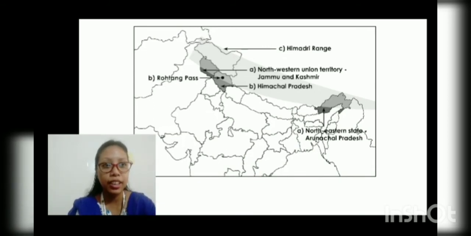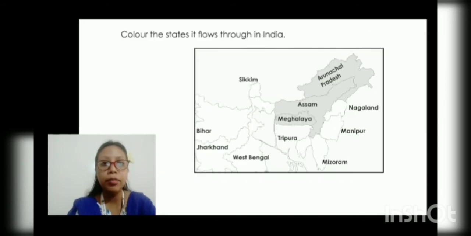So this is clear to you, I hope. Now comes another one: color the states it flows through in India. It means the Brahmaputra. Color the states through which the Brahmaputra flows in India. The Brahmaputra enters from Arunachal Pradesh, then Assam, Meghalaya, then Nagaland, Manipur, Mizoram, Tripura, West Bengal, Jharkhand, Bihar and Sikkim.